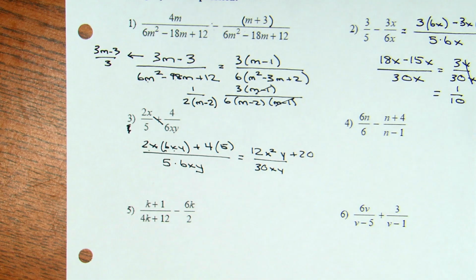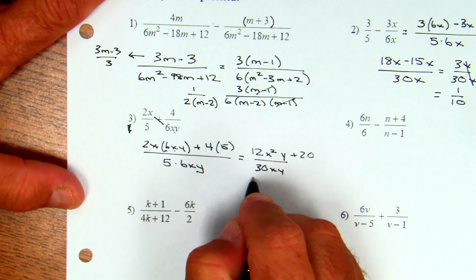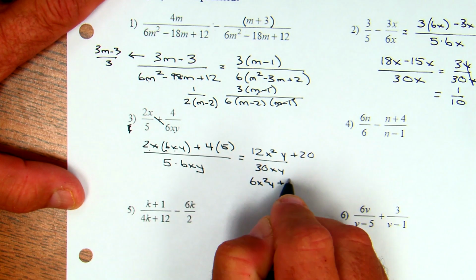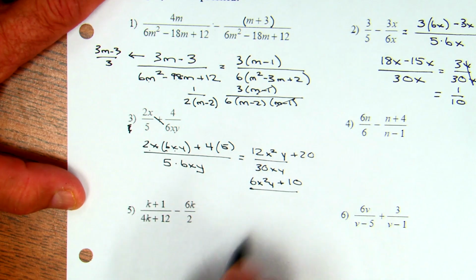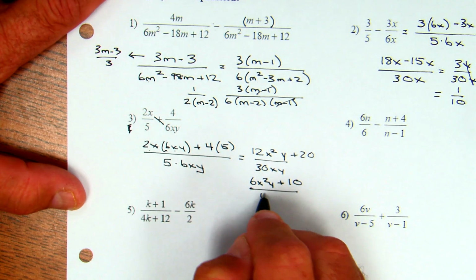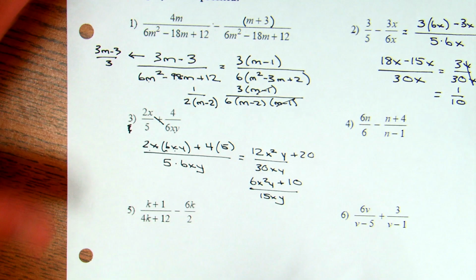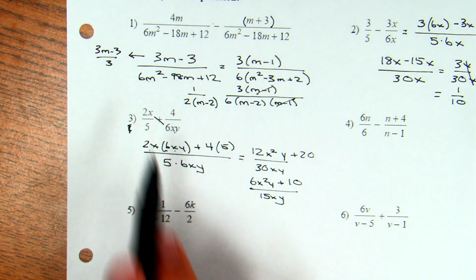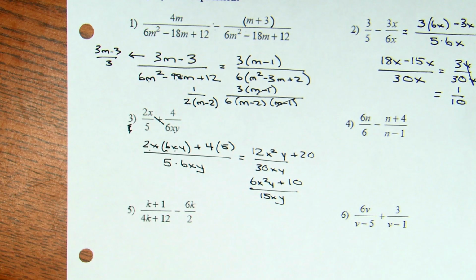So if I divide 12 by 2, what do I have? 6x squared y. 20 divided by 2 is 10. 30xy divided by 2 is 15xy, and I'm done. If you try to break it back down, you're going to end up right where you started. You don't want to do that.